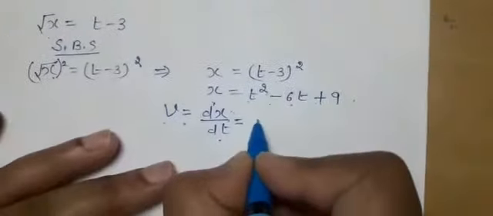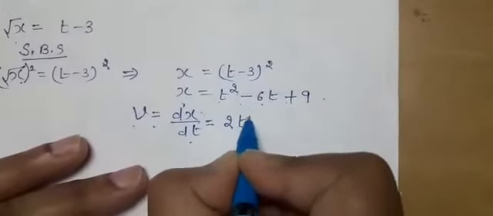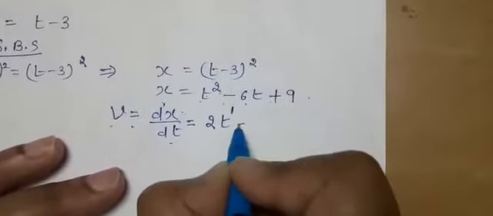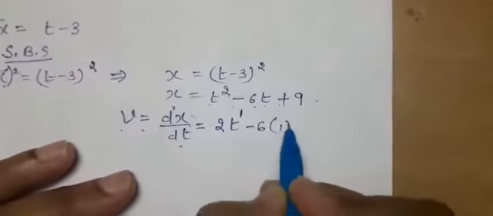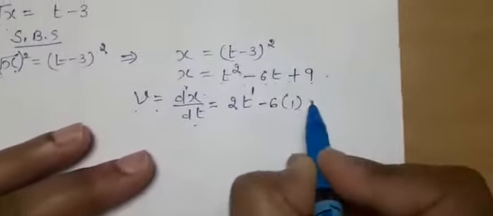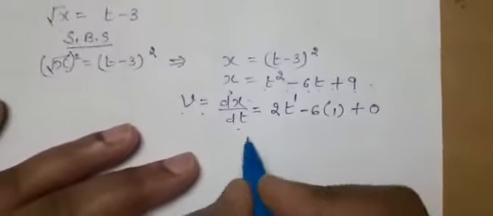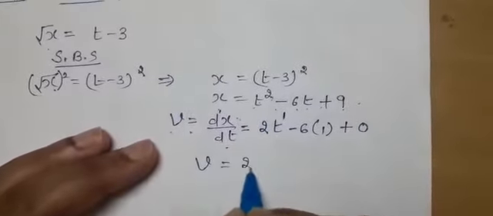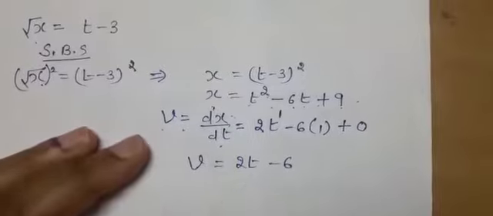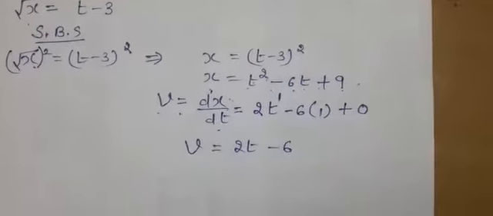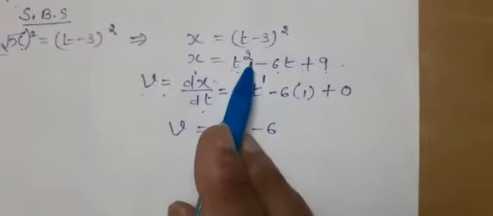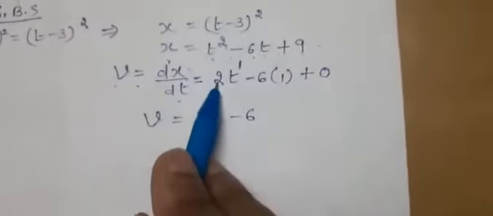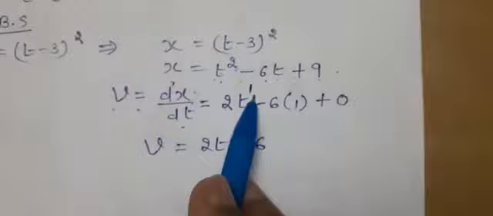N is equal to 2, so 2t raised to the power 2 minus 1, minus 6 is a multiplier factor, and differentiation of t is 1, where 9 is constant, so differentiation is 0. So velocity comes out to be 2t minus 6. I hope this step is clear to you. If not clear, you can again go to this step. Take n to be 2, then n comes out in the multiplication, t raised to the power n minus 1.